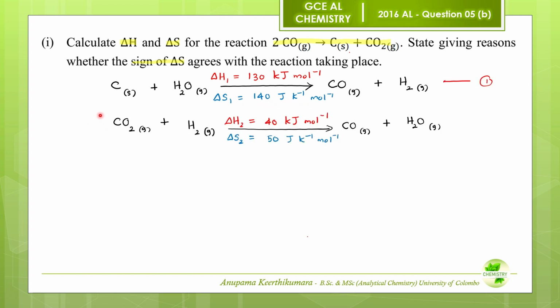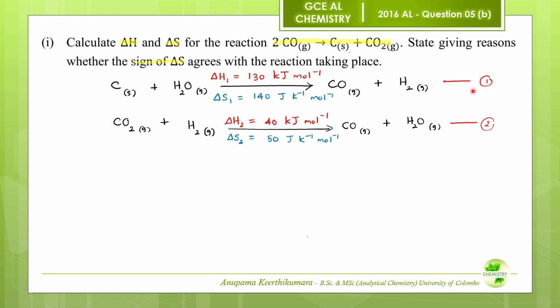During the second reaction, gaseous carbon dioxide reacts with gaseous hydrogen and produce gaseous carbon monoxide and water vapor. Enthalpy change of this reaction is 40 kilojoules per mole. Entropy change of this reaction is 50 joules per Kelvin per mole. We will label this as reaction number 2.